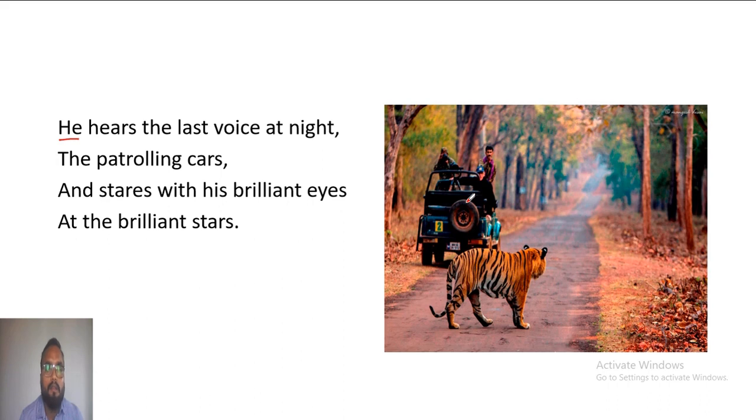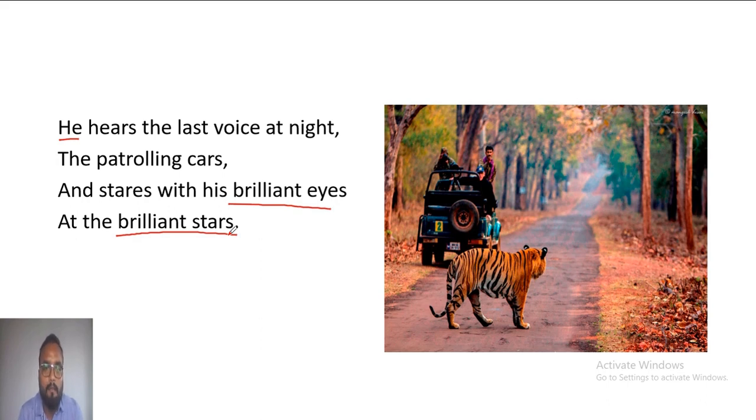And stares with brilliant eyes at the brilliant stars. So brilliant eyes and brilliant stars, both for eyes as well as for stars. The adjective brilliant has been used, because as a star shines in the night, similarly the eyes of the tiger used to shine at night, and therefore the same adjective has been used before these two words, that is stars and night.